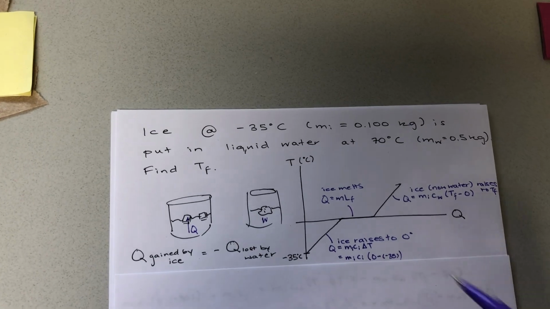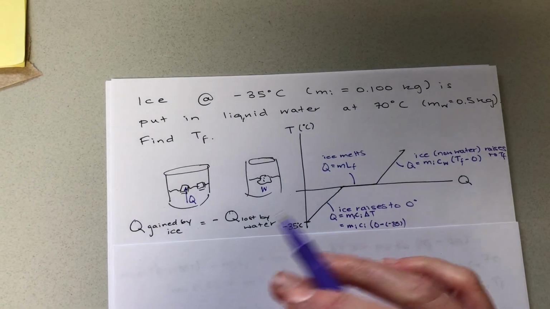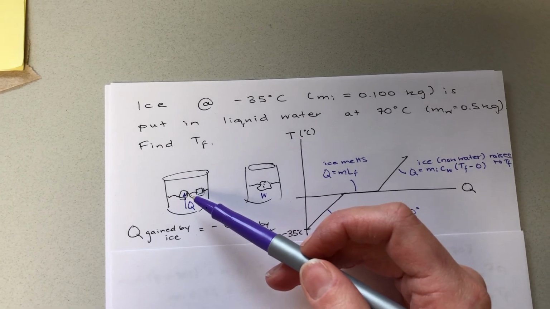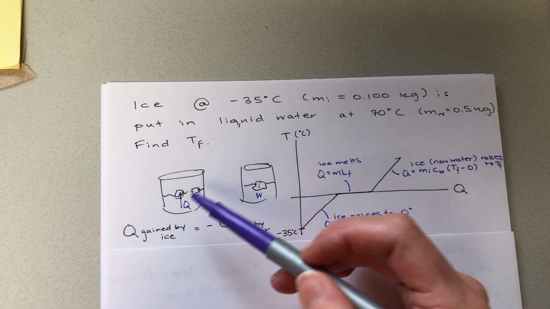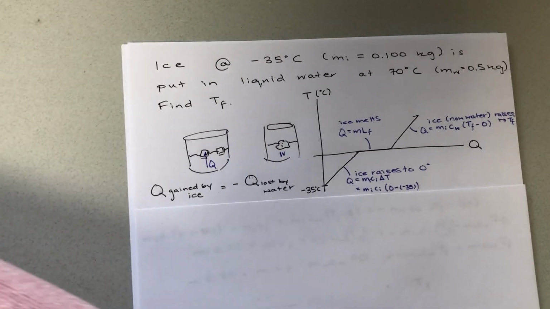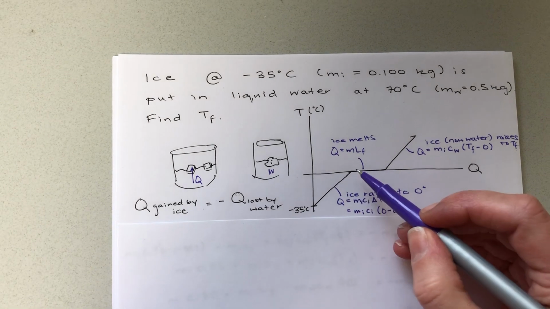So here's where I made the mistake earlier. I said that the Q gained by the ice splits into two pieces, the melting of the ice and the changing of the temperature, which is partially true, but there's a slightly more complicated twist in this, which is that there's actually three pieces here.